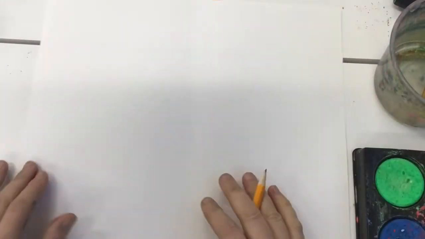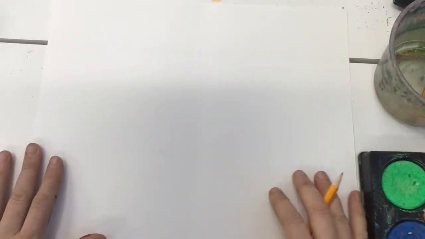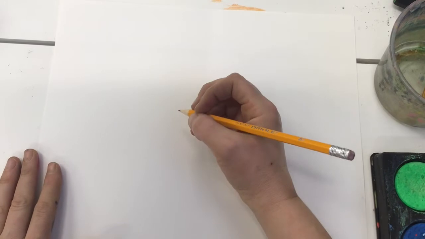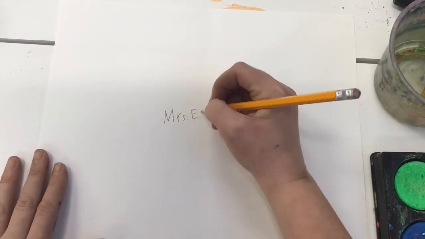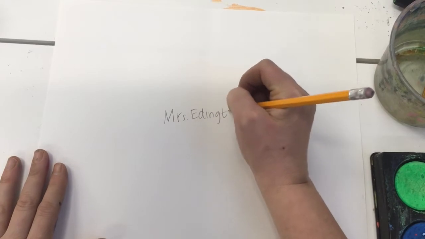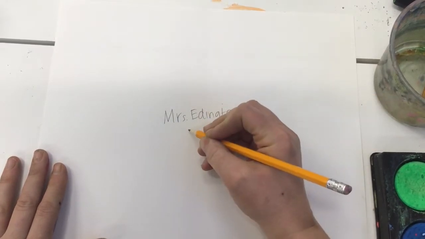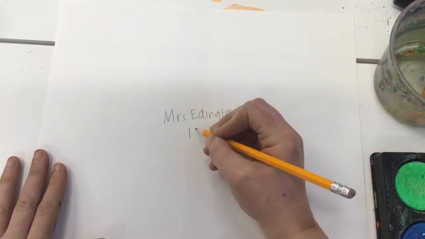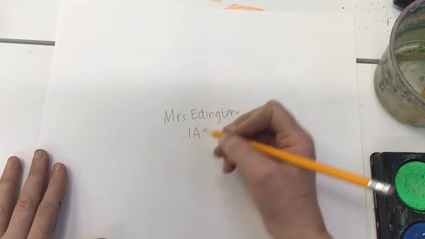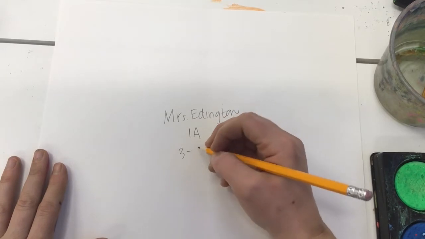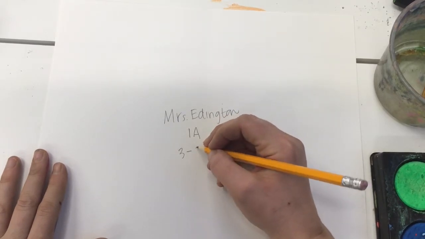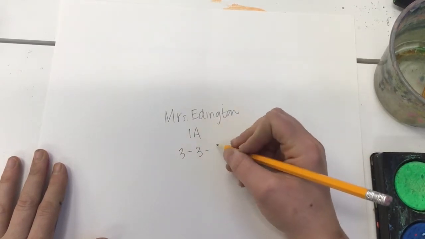Girls, today we are going to make a symmetrical bug or beetle that is going to be part of our rainforest theme. The very first thing you're going to do is take a pencil, write your name, write your class code. So let's say this is 1A, and then go ahead and write the date. Okay, some of you will be here on the 2nd, some of you will be here on the 3rd.